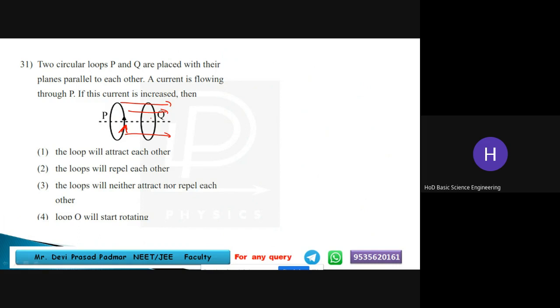But you know, the induced current will always oppose the cause which produces it, right? That means it has to oppose this increasing flux. That means the flux or the magnetic field on the second coil must be along this particular direction. That must oppose this. If you consider this one as BP, then BQ must oppose BP.